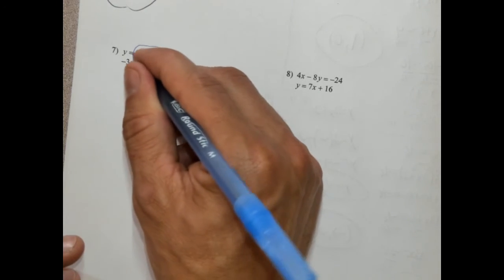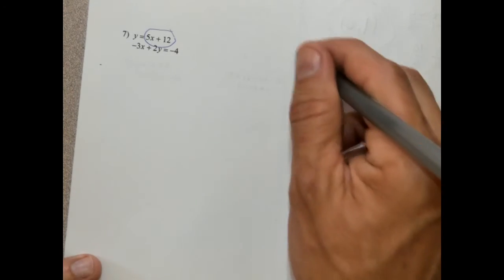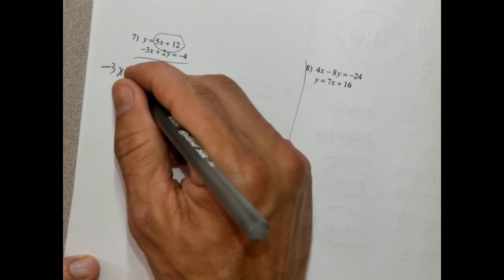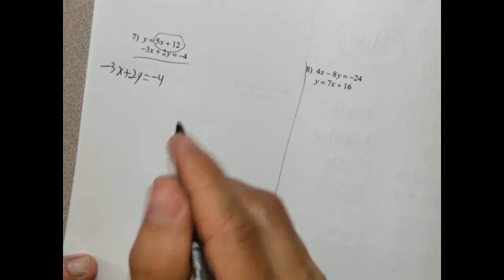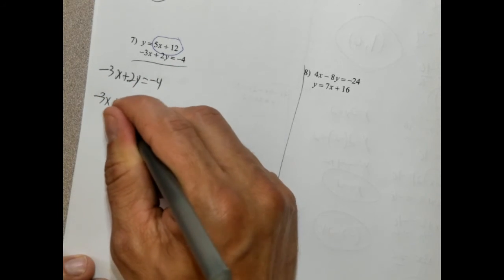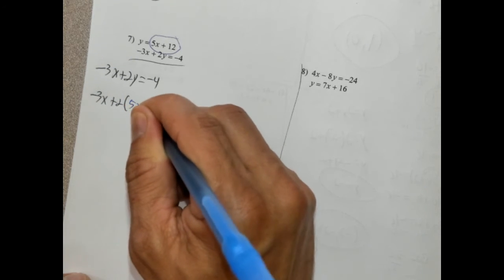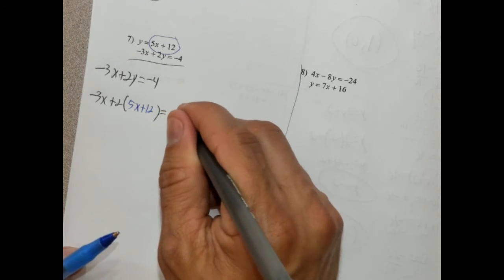All right, and then the last one, number 7, we're gonna take this expression here, 5x plus 12, and plug it in for our y values. So we're gonna rewrite this without any changes. Negative 3x plus 2y equals negative 4. And then we're going to rewrite this. So negative 3x plus 2 parentheses 5x plus 12 close parentheses equals negative 4.